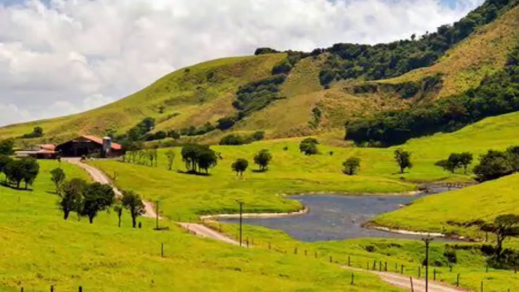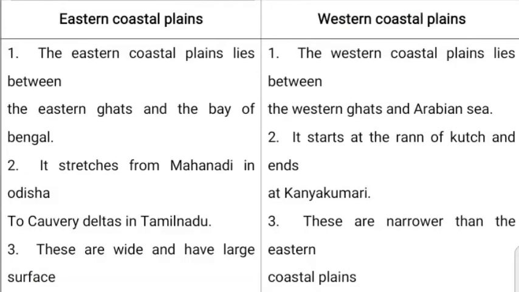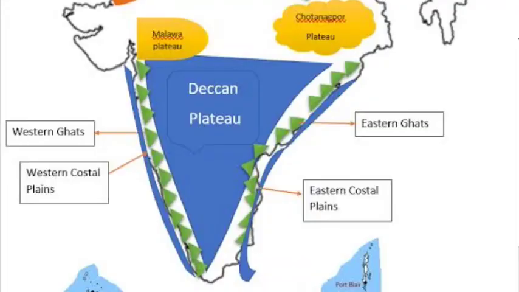Okay. You will learn about the east coastal plain and west coastal plain, and the difference between them. The east coastal plain lies between the Eastern Ghats and the Bay of Bengal. The west coastal plain lies between the Western Ghats and the Arabian Sea. You already learnt, it stretches from the Mahanadi river in Odisha to the Kaveri Delta in Tamil Nadu. The west coastal plains start at the Rann of Kutch and end at Kanyakumari.